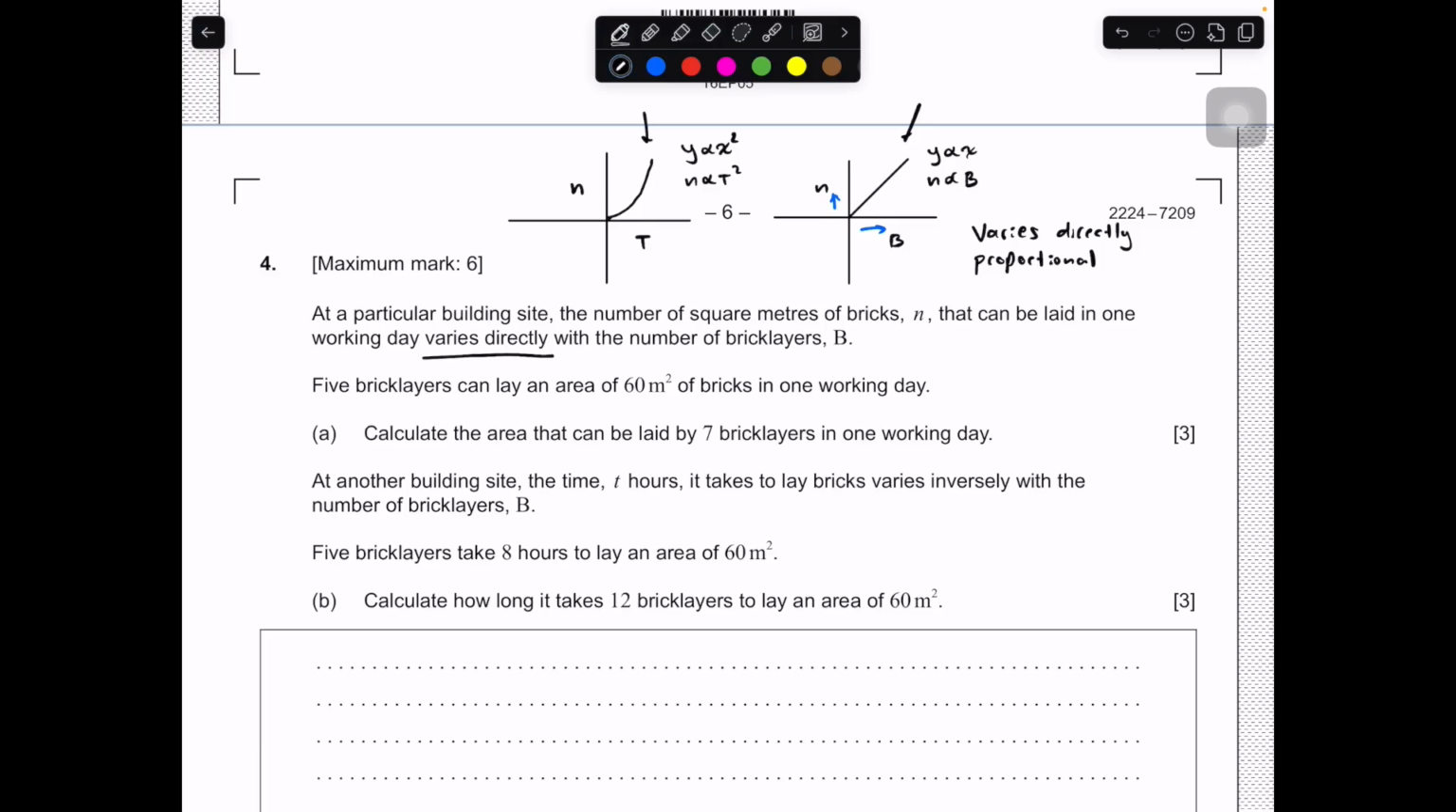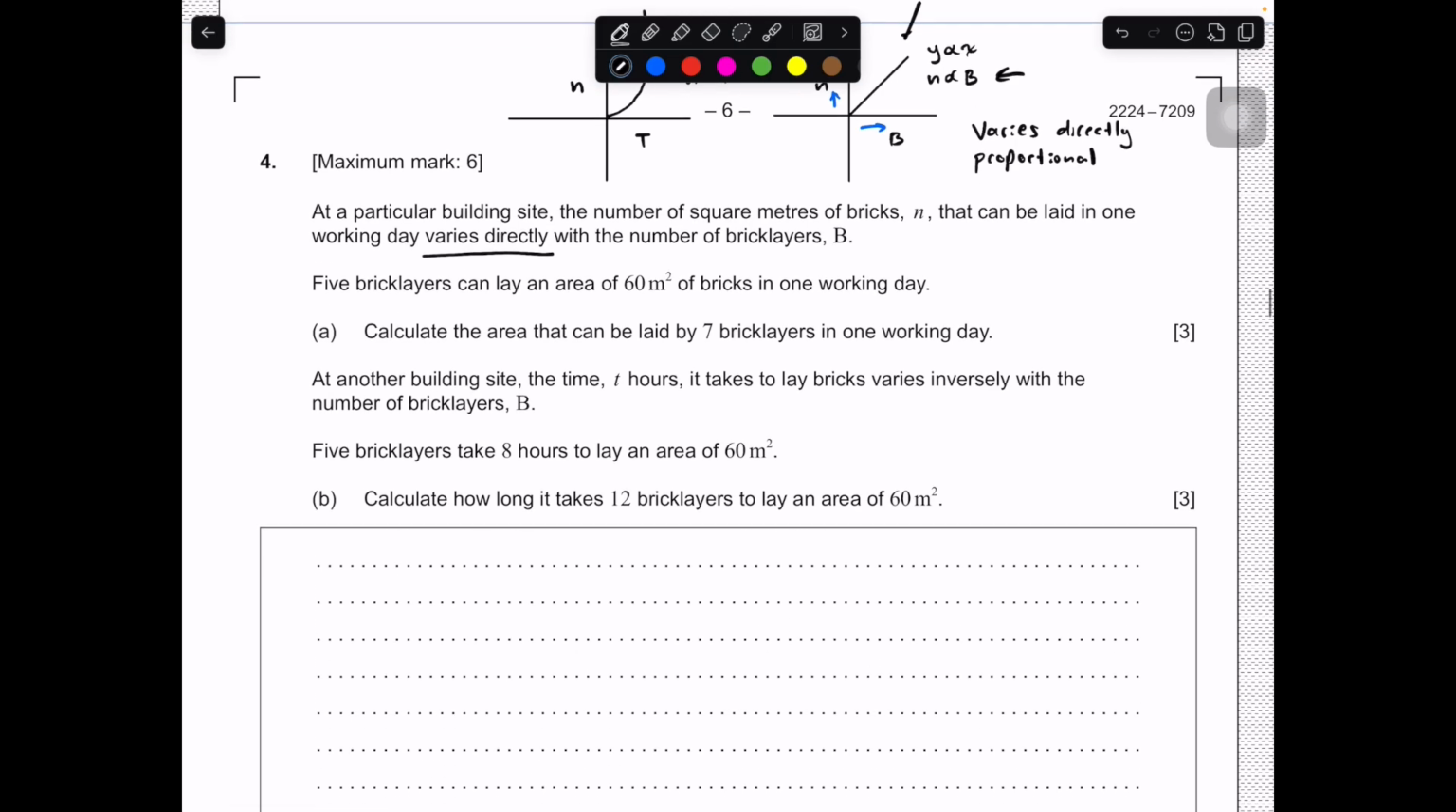But we're going to have the number of bricklayers is proportional to B. So let's go ahead and write that out. The number of bricks that we can lay is proportional to the number of bricklayers. We want to find a constant that connects these two values. So the number of bricks that we can lay isn't just equal to the number of bricklayers. It's going to be multiplied by some constant. So if we have the number of bricklayers, multiply it by some constant, and that'll tell us the number of bricks that we can lay effectively.